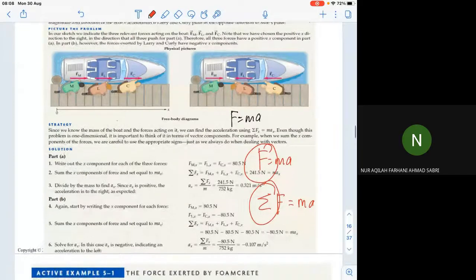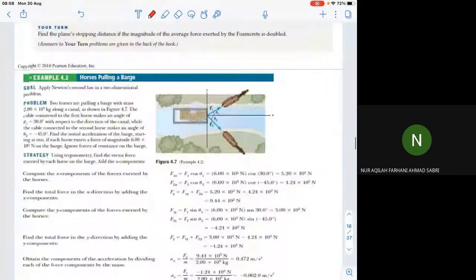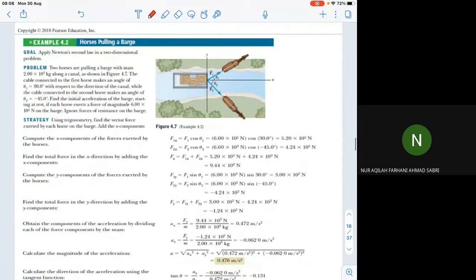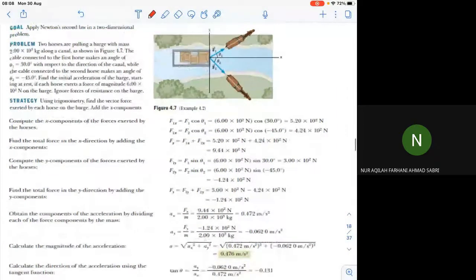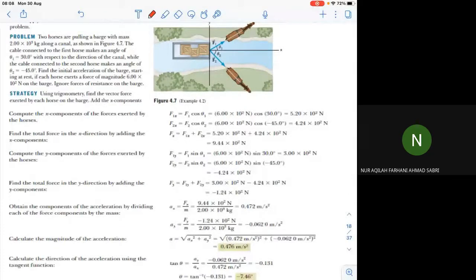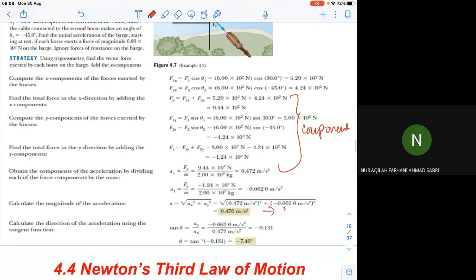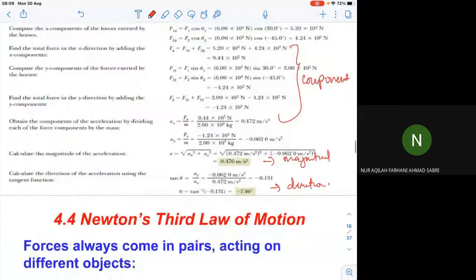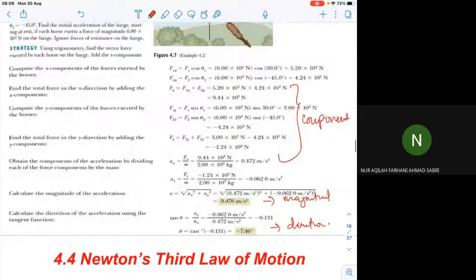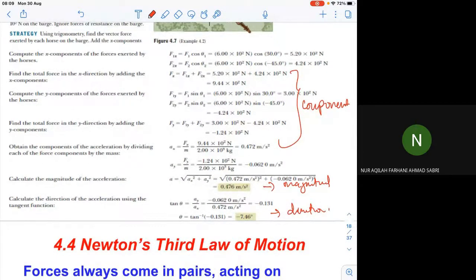Okay, so in this case we have learned these things, right? The example of horses pulling a barge, where we can apply the concepts of vectors, which means we can apply the components of vectors. These are the components of vectors, and at this point we have a magnitude, and this one we have a direction. So when we deal with F equals ma, we can establish this force.